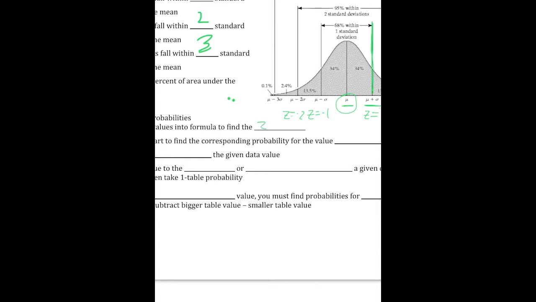Okay, so to calculate these probabilities, that's what we're looking at. First, you have to find a z-score, and then you're going to calculate the probability. Number one, fill in the data values into the formula to find the z-score. Step number two, use your chart. You're going to use your normal distribution chart to find the corresponding probability for the value left, or you could say below or less than, the given data value. Your normal distribution chart always gives you the values to the left of the value you're talking about. Okay, it gives you the probability to the left of the value that you're talking about.